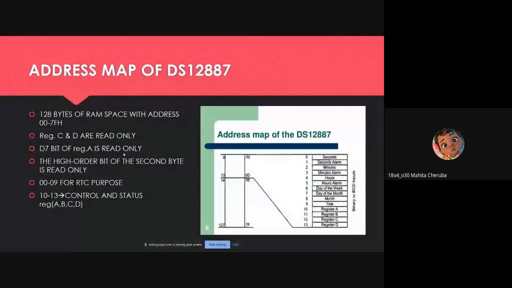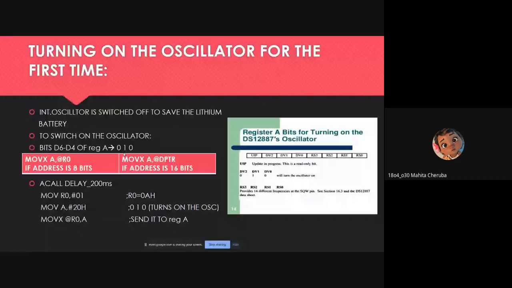And from 10 to 13 consists of the control and status registers, which are nothing but registers A, B, C, and D. So we know that this chip is going to have an oscillator. So how are we going to turn on this oscillator? Initially this oscillator is kept off in order to save our lithium battery.